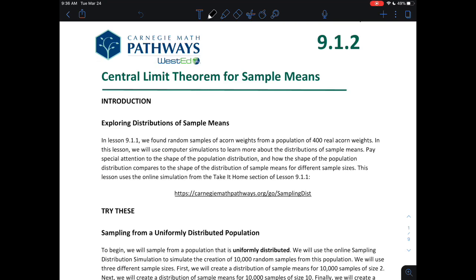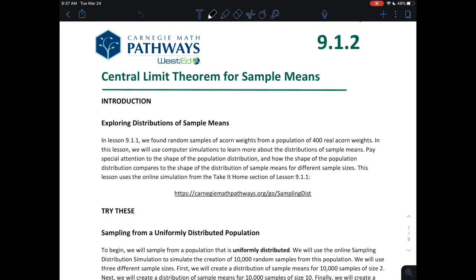Pay special attention to the shape of the population distribution and how the shape of the population distribution compares to the shape of the distribution of sample means for different sample sizes. This lesson uses the online simulation from the Take It Home section of Lesson 911. So if you haven't started that Take It Home yet, if you watch what we're about to do here, this will give you some insight on how to use that simulation for that Take It Home.